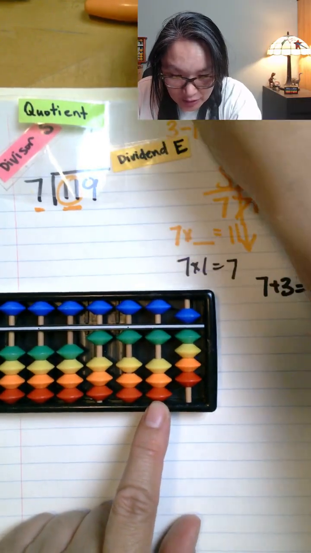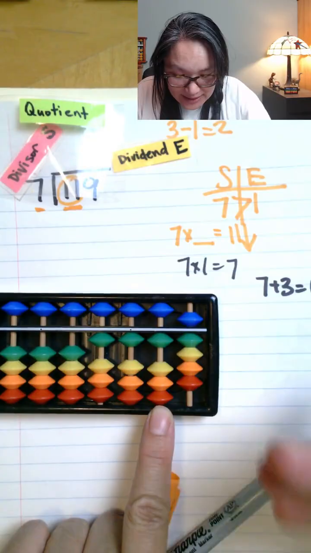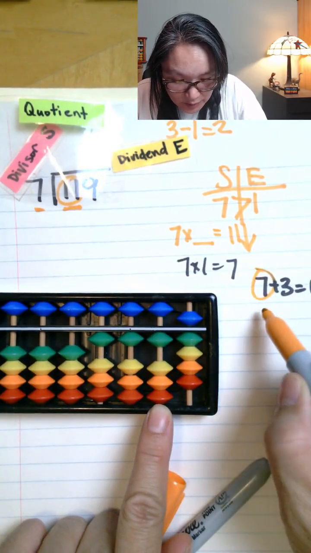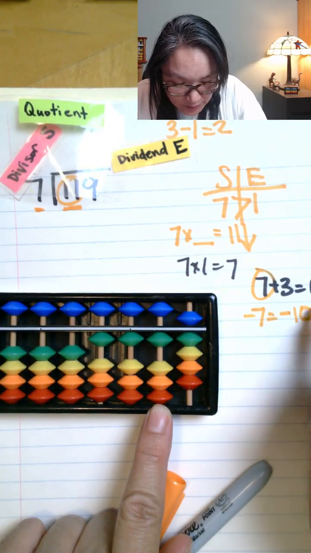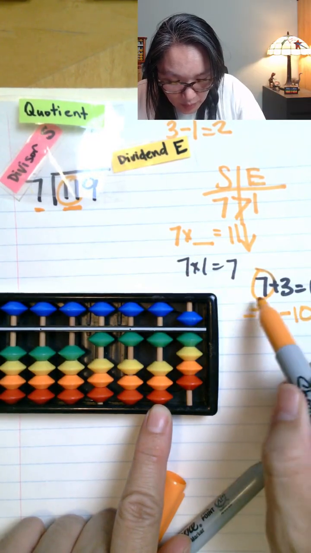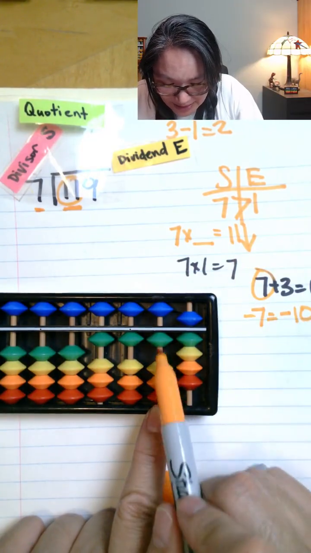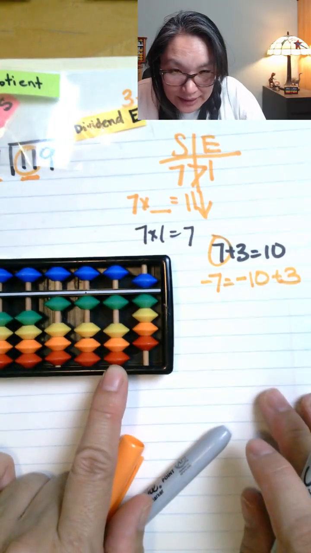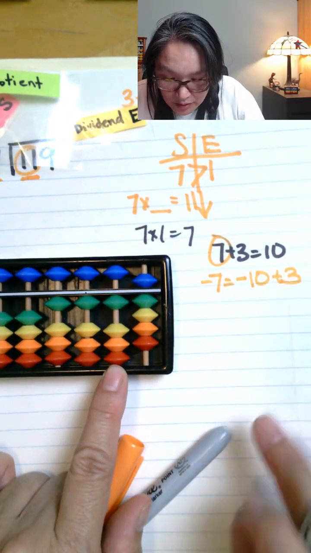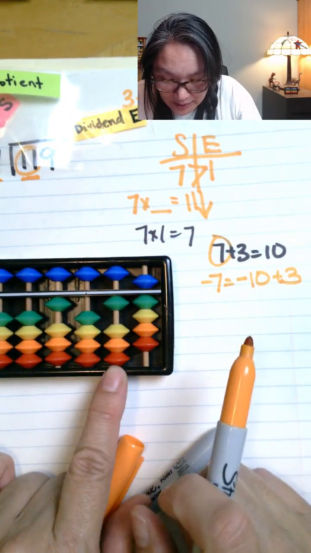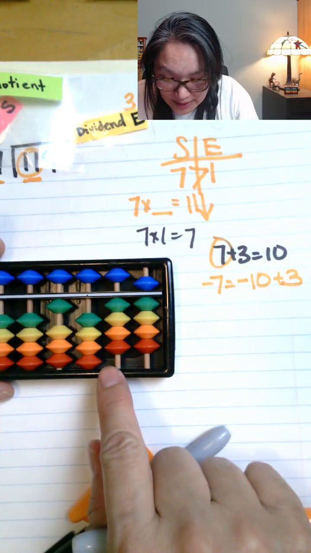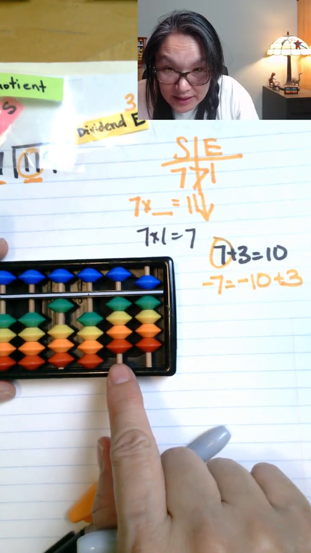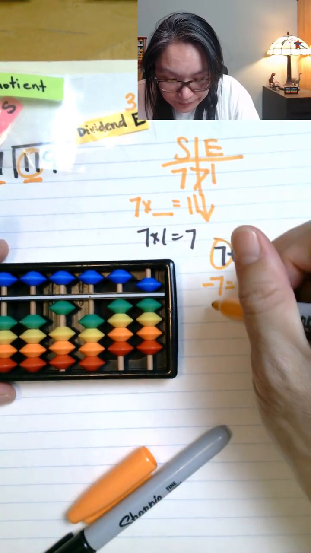We're going to isolate our 7. When we isolate the 7, we rewrite it: minus the 7 is equal to minus the 10 plus the 3. Why? Because we need to take away the 7. I don't know if that was confusing. So taking away the 7 is minus the 10, and then I add the 3. So now I'm going to reassess. My dividend is 4.